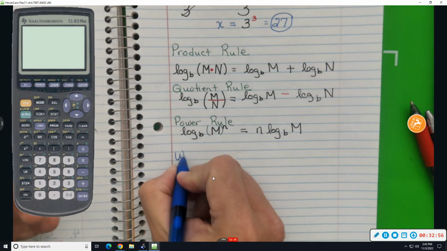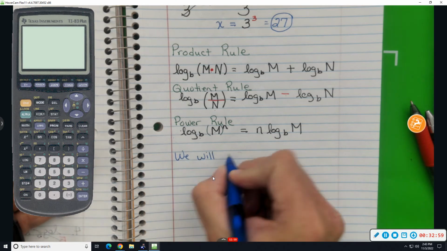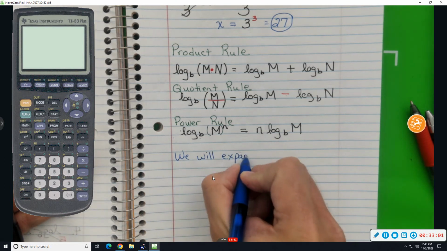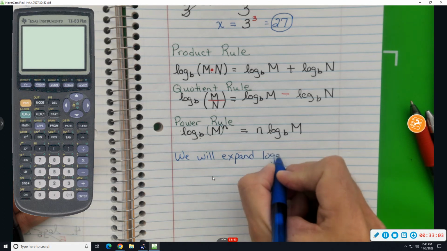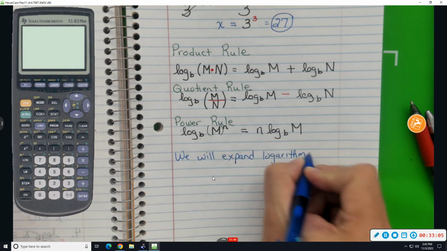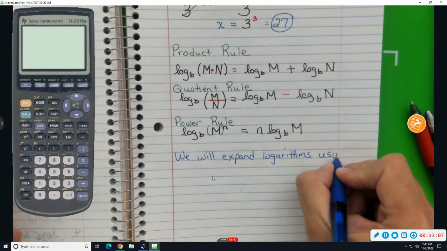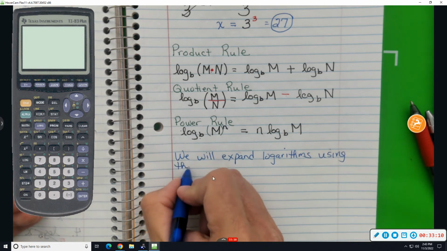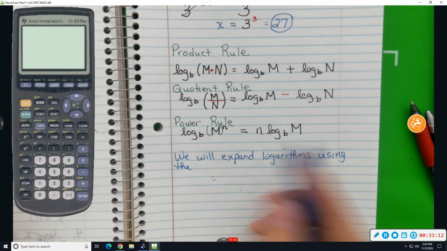We will expand logarithms using the product rule, quotient rule, and power rule.